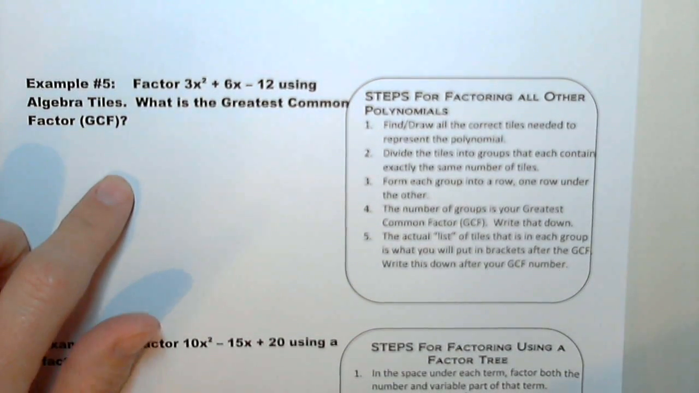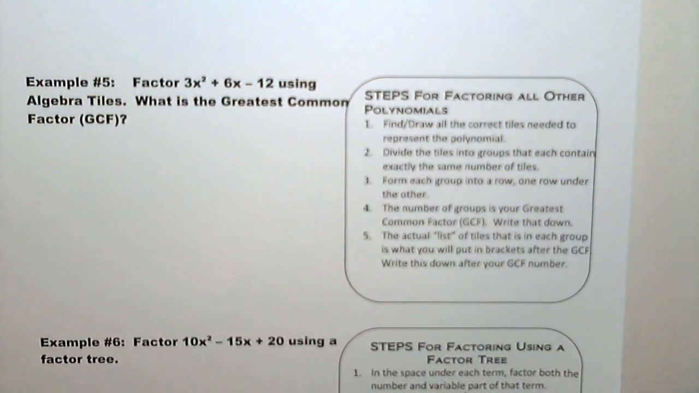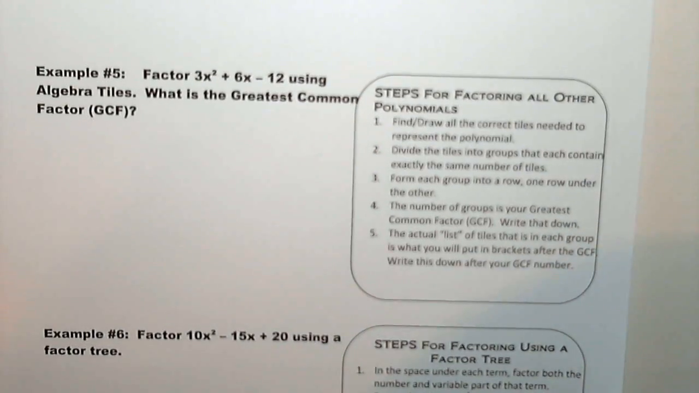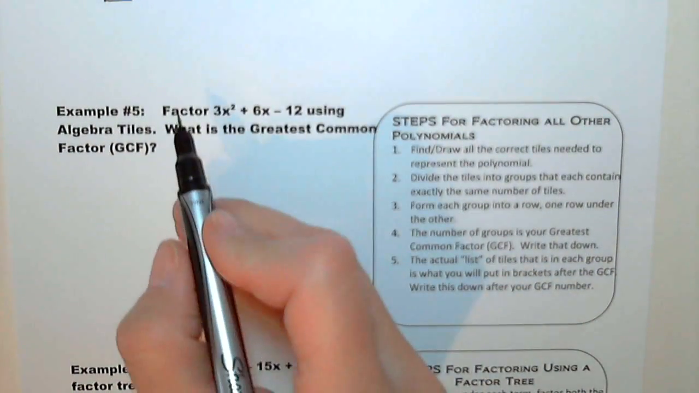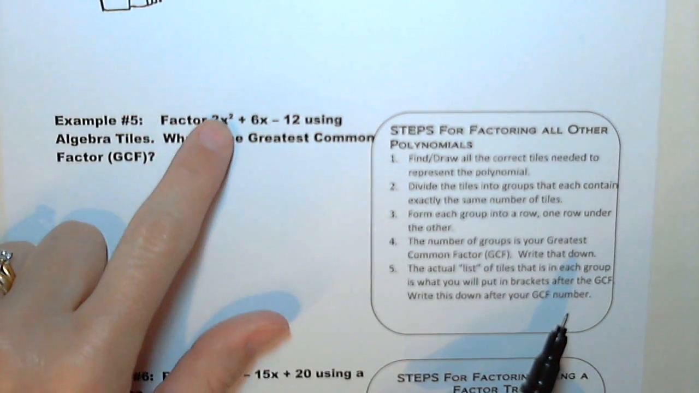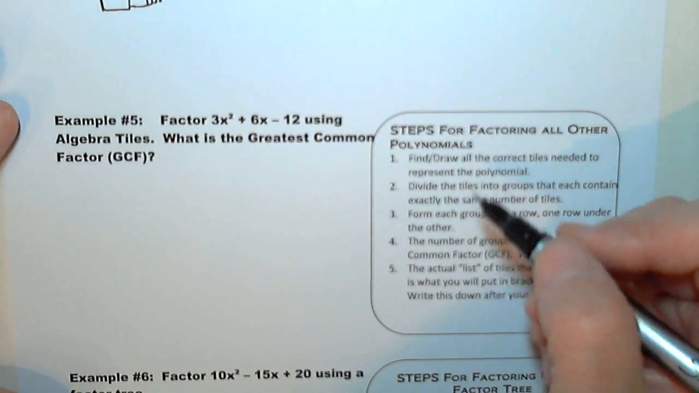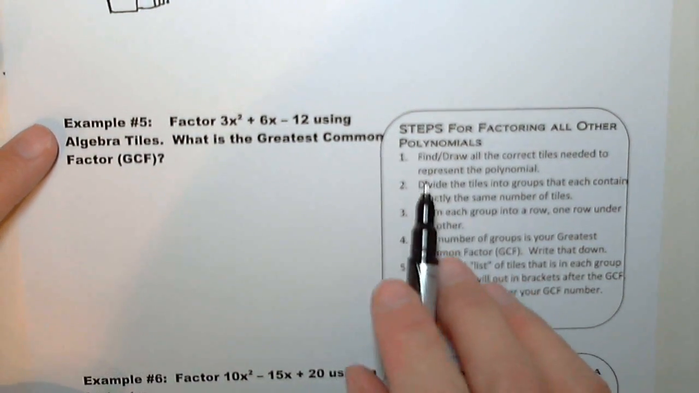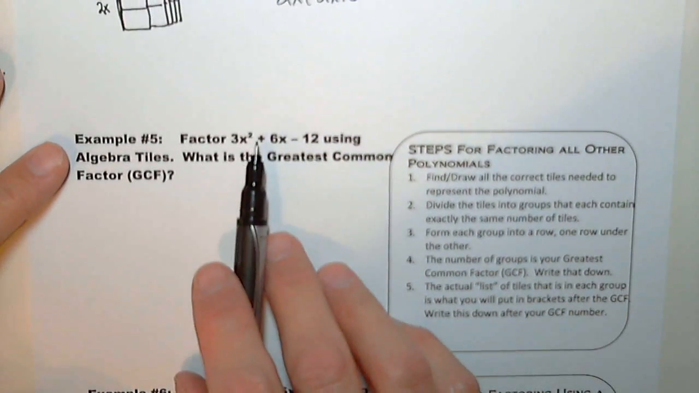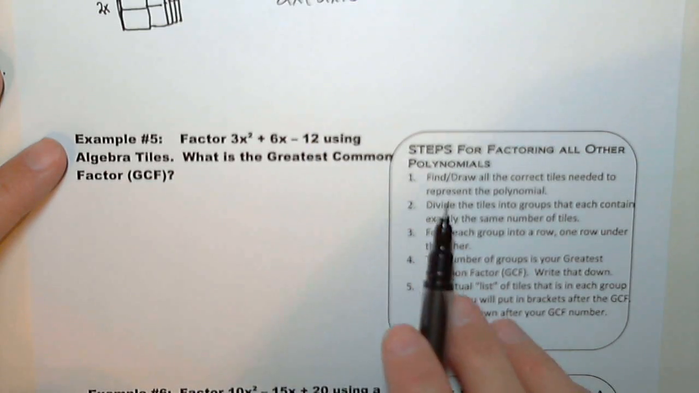And if you look back at your previous step, usually you will form the rectangle when you have an x squared and an x term, or an x and a constant. If you have a trinomial, meaning 1, 2, 3 terms, you're going to use these steps here. So step number 1, find or draw all the correct tiles needed to represent the polynomial. So I would have 3x squareds, 6x's, and 12 little guys that are colored in.